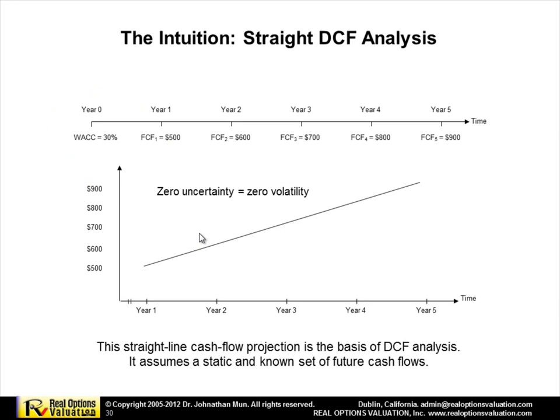Here are a couple of graphical intuitions, if you will. This is a straight line discounted cash flow, net present value. Year 1, year 2, year 3, 500 million, 600 million, 700 million, and so forth. Some cash flow. Now, if there's zero uncertainty, zero volatility, you can draw a straight line. It could be a jagged line, but it's going to be linear in this case. It could be non-linear, but you're connecting dots in this case. That's the point. It's one line.